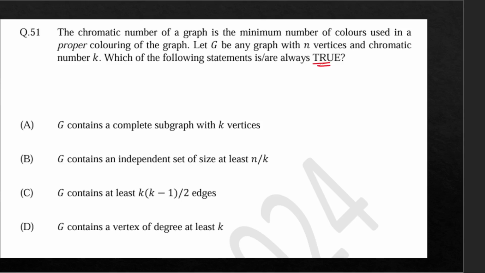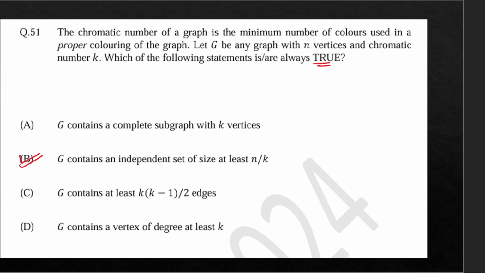After that, second, G contains an independent set of size at least n by k. So this is true. Why? Because by the pigeonhole principle, if there are k color classes and n vertices, then one class size is at least n by k. So we have to note that a color class is nothing but an independent set, right? That is why B is the correct one.